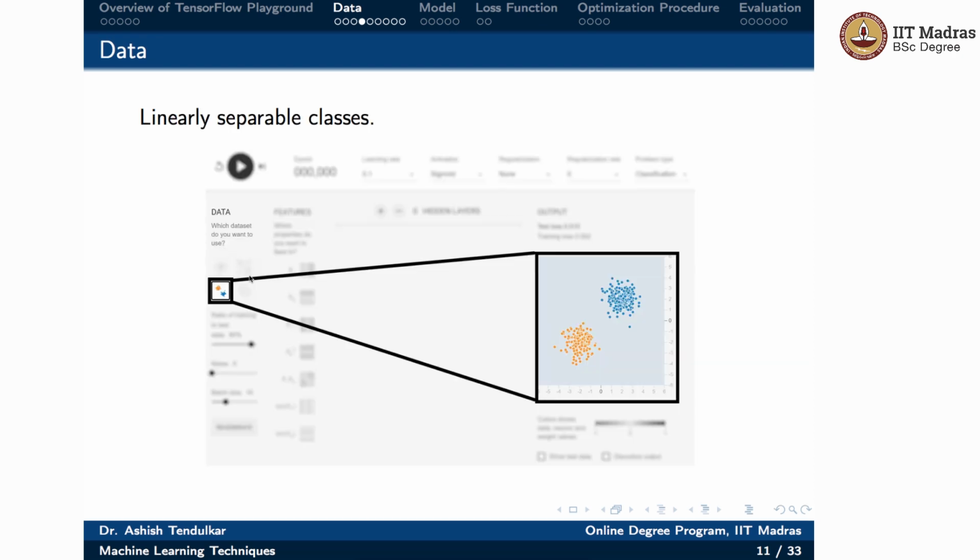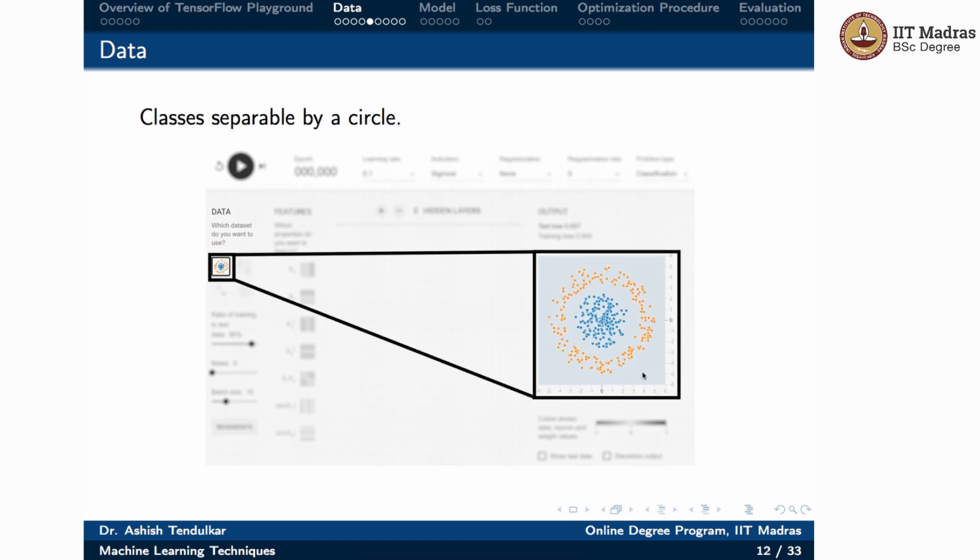So there is one setting where we have the training data in such a way that two classes are linearly separable. That means we can draw a line as a boundary separating two classes. So these two classes can be separated by a line. Then we have another data set where two classes are separated by a circular decision boundary. So in the last data set, a line was enough. Here a line won't work. So we need to construct a circular decision boundary in order to separate these two classes.